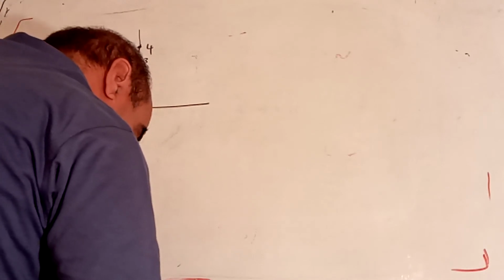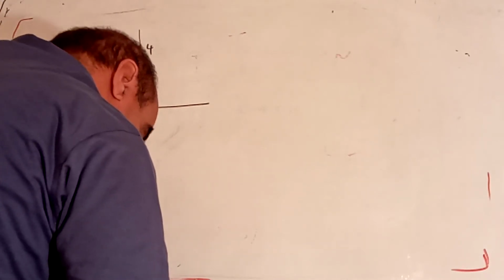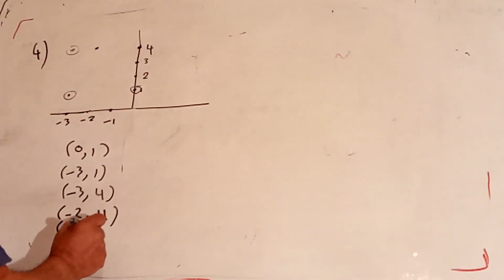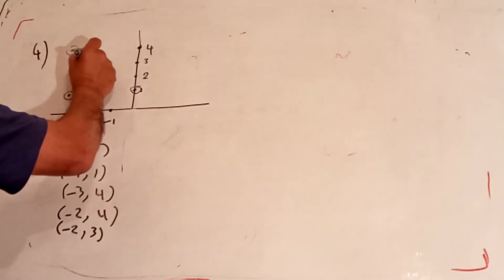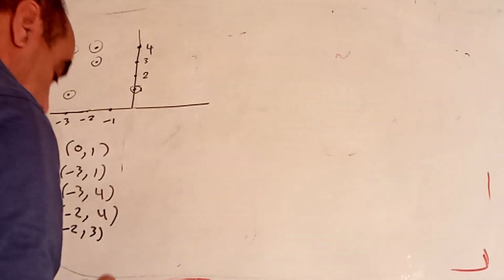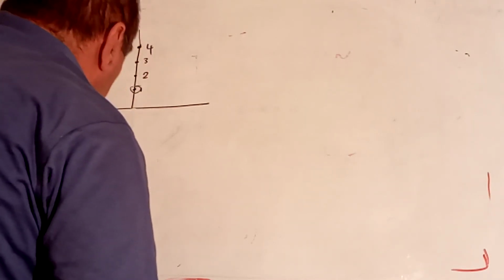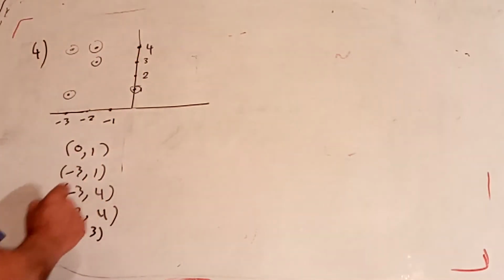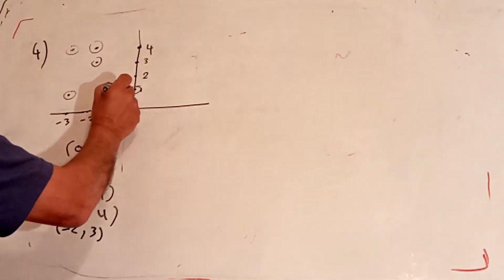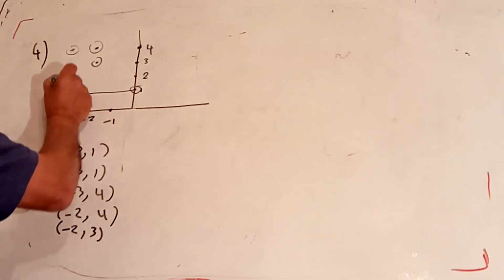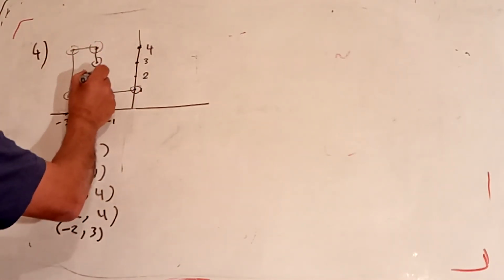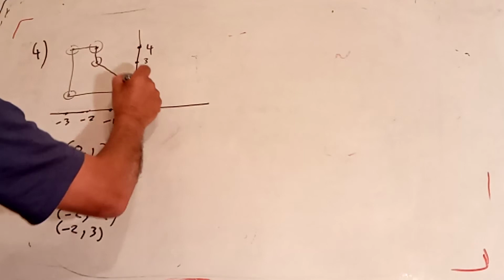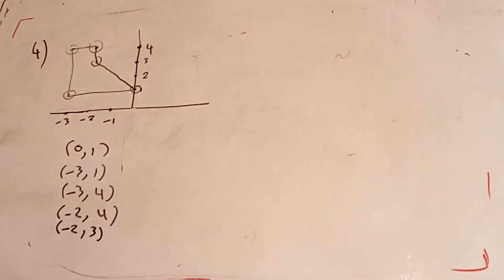Okay. The next point will be minus 2 and 3. This is minus 2 and this is 3. Okay. The last point will be 0 and 3. How many points do we have? 1, 2, 3, 4, 5. That's it. Let's connect them. We'll go like this, like this, like this, and then we will go like this.